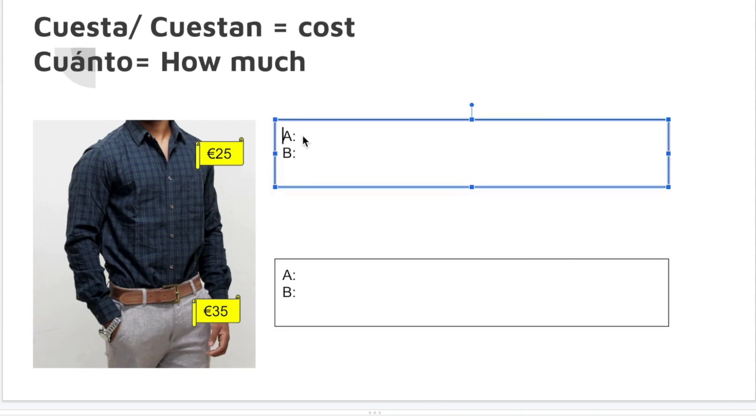So I'm going to make some examples. So we have prices here. This is euros, that's the symbol of euros. And I'm going to make some statements. So we are in a store and I'm going to ask, cuánto cuesta la camisa. How much does the camisa cost? Cuánto? It's singular. I'm only asking about this item, which is singular.